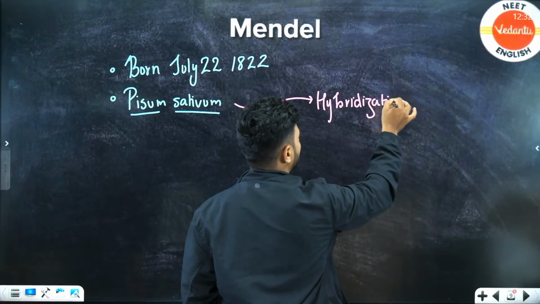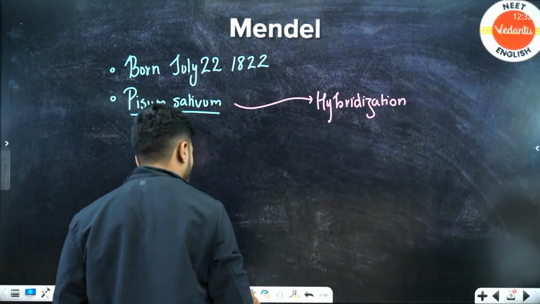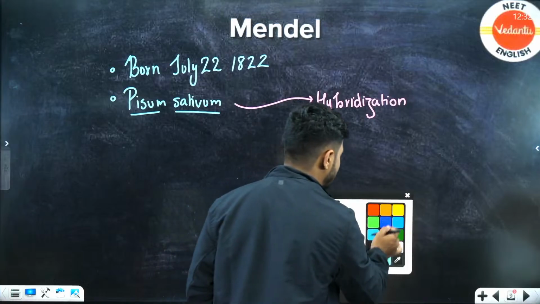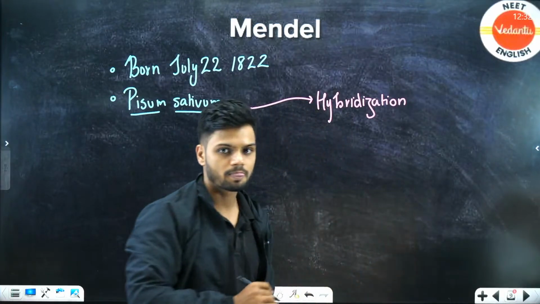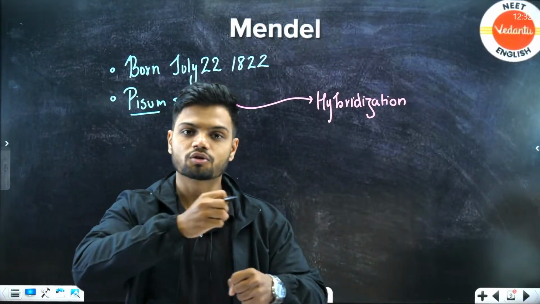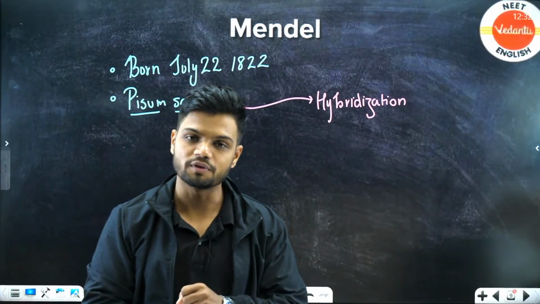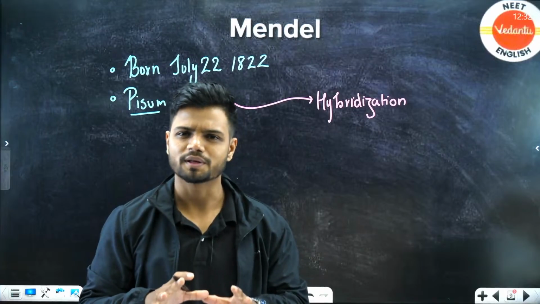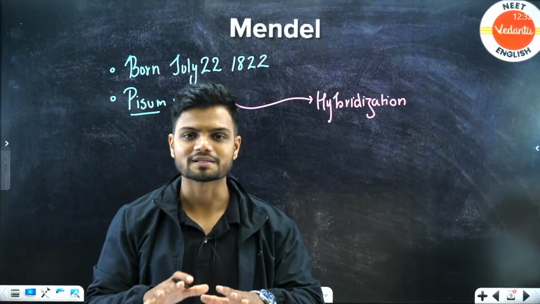It's called hybridization. Now, what is hybridization? There are multiple steps in hybridization which I will teach you later. For example, the first step is collecting of parents, then crossing over, then selfing of F1. All that we will learn in today's class only.